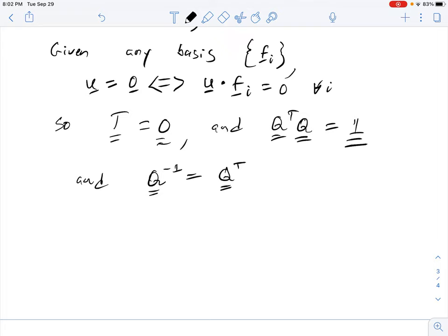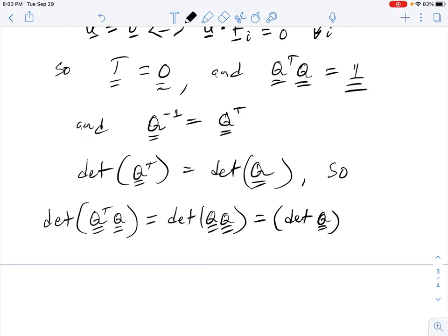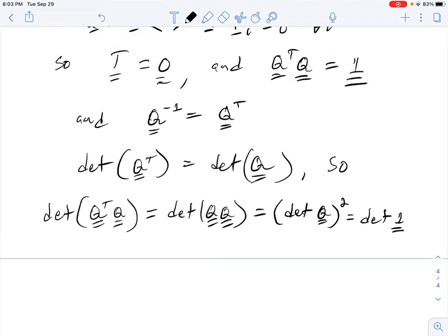Well, from our talk on the determinant, we know that the determinant of the transpose is equal to the determinant of the original tensor. So the determinant of Q transpose Q is equal to the determinant of Q times the determinant of Q, the square of the determinant. Well, Q transpose Q is equal to I, the identity tensor, right? So this is equal to the determinant of the identity tensor, which, how'd that happen?